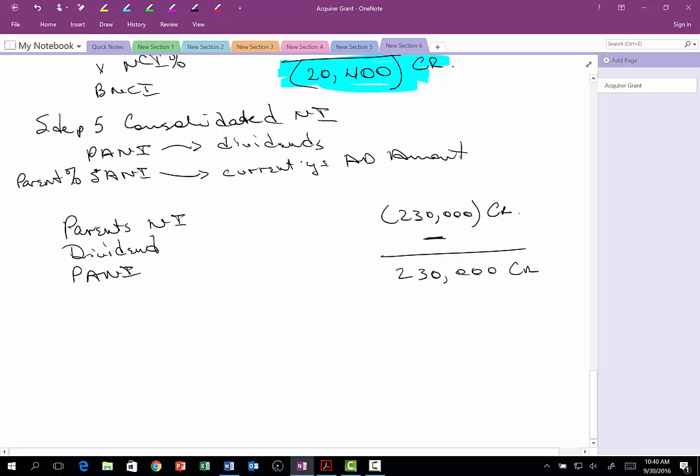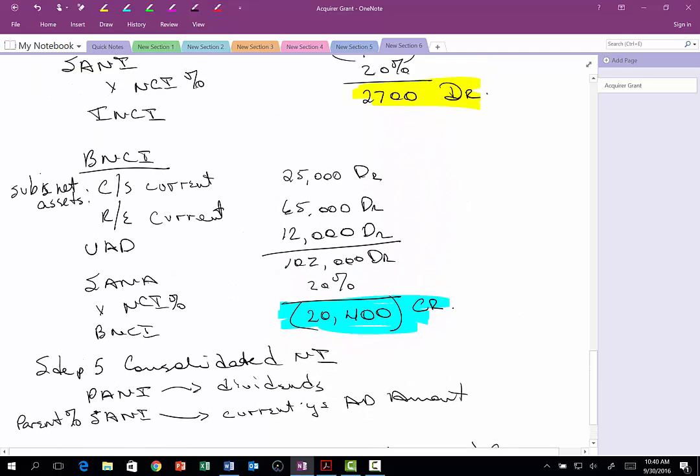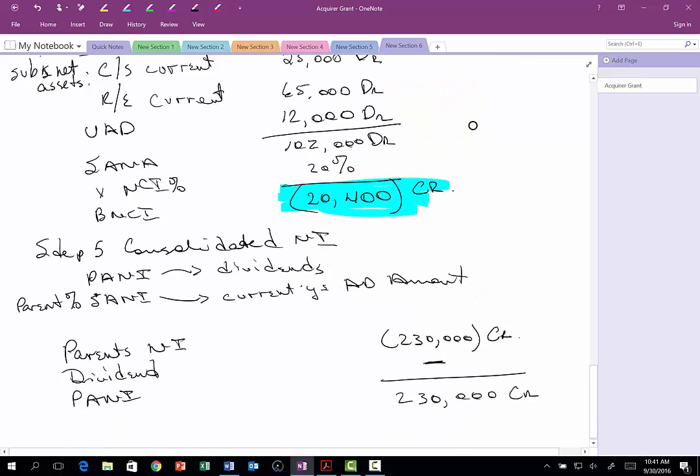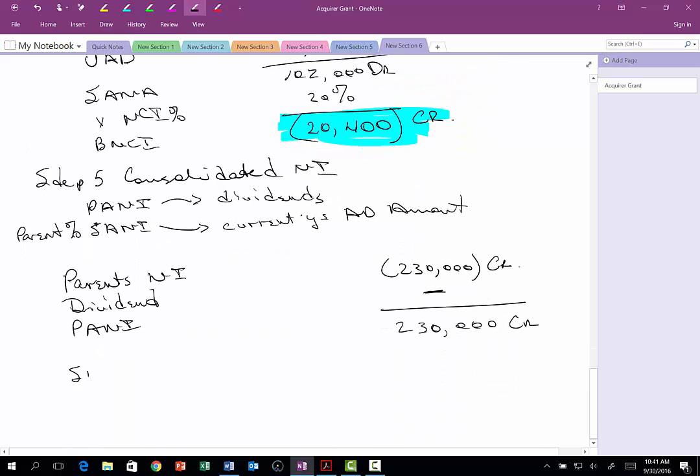So next up is Sanny, the sub's adjusted net income. Remember though, we already calculated SANI up here. We took the sub's net income, adjusted it for current year's amortization of the AD, which gave us $13,500 in a credit position. We're going to continue to use that number. There's no sense calculating it twice. So we're going to take SANI of $13,500 in a credit position.